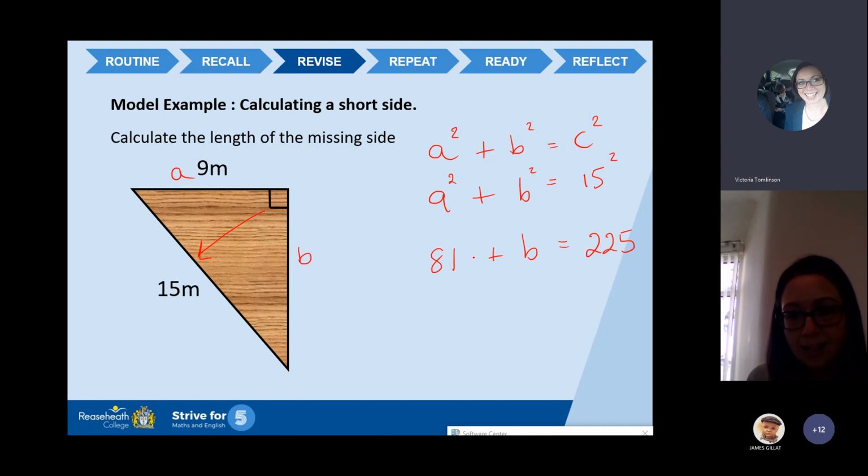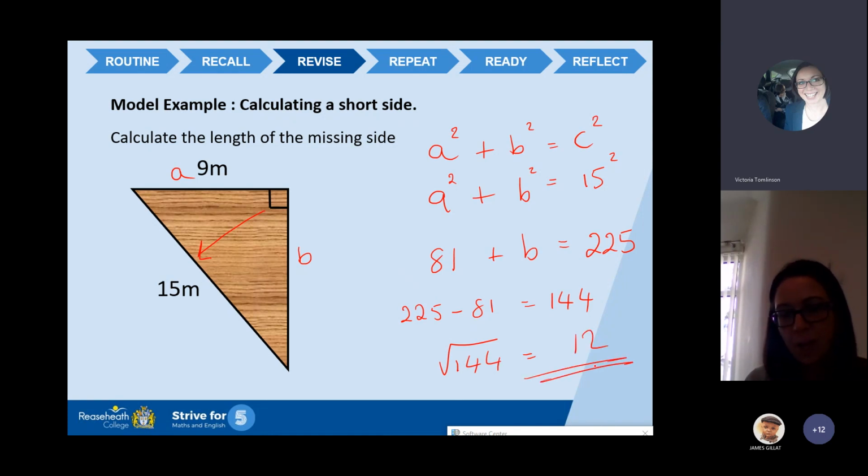And then instead of adding the two numbers, we do a takeaway. So 225 take away 81. Thank you. And then the final little thing you must always do, the square root of 144 is 12. You almost sound bored, Nicole, of these. They're just so easy.